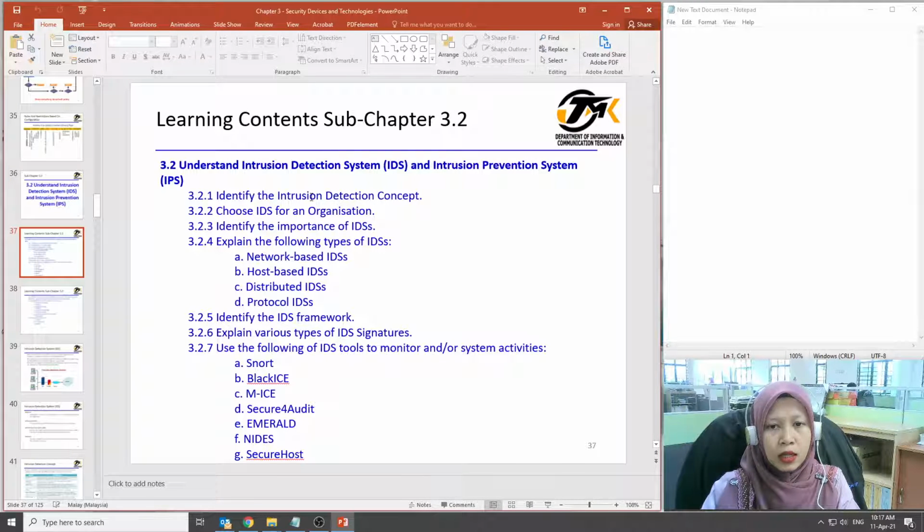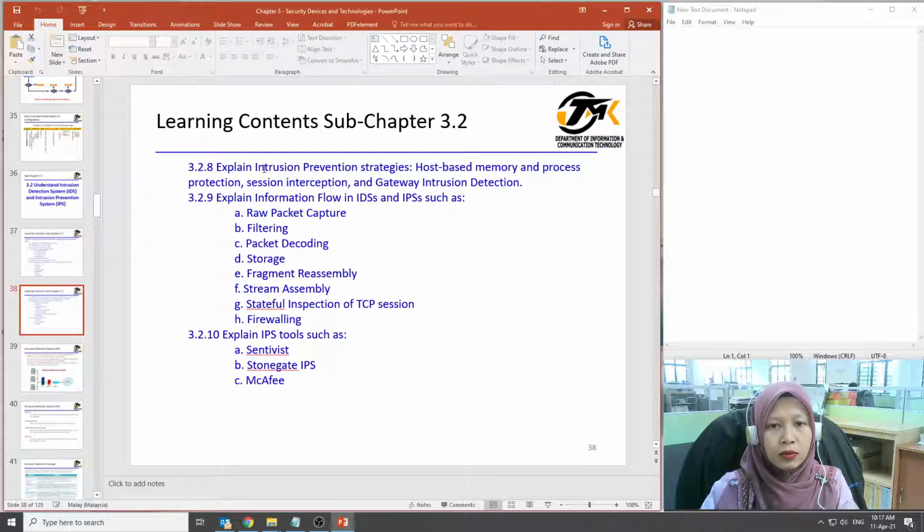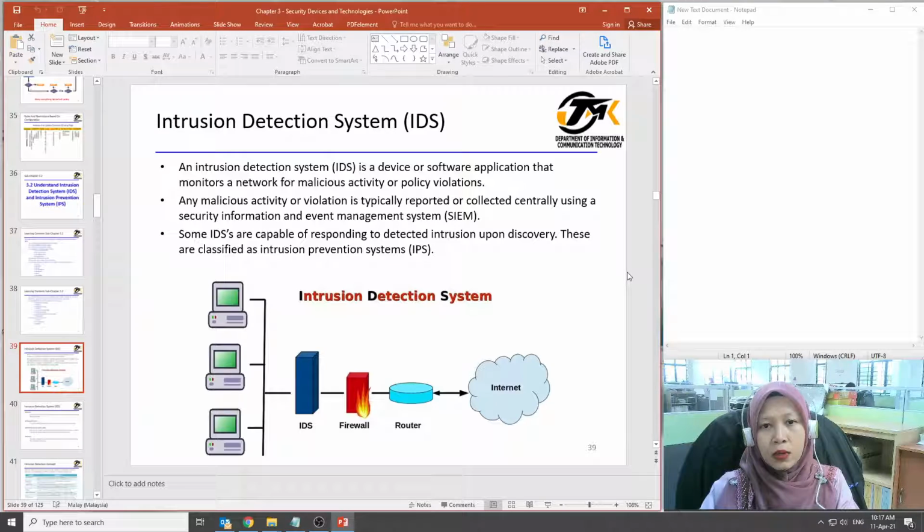Okay. Regarding the detection concept, organization, importance of IDS, type of IDS is very important. Okay, IDS framework, types of IDS nature, tools of IDS, okay, and intrusion prevention strategies, also the information flow and the tools for IDS. Okay, now I will go straight to the intrusion detection system.